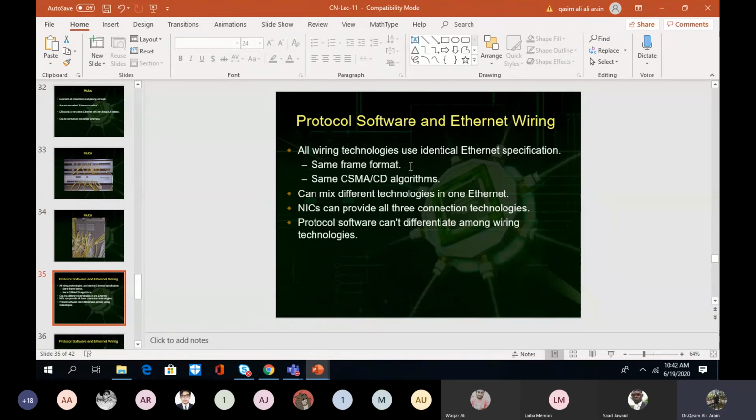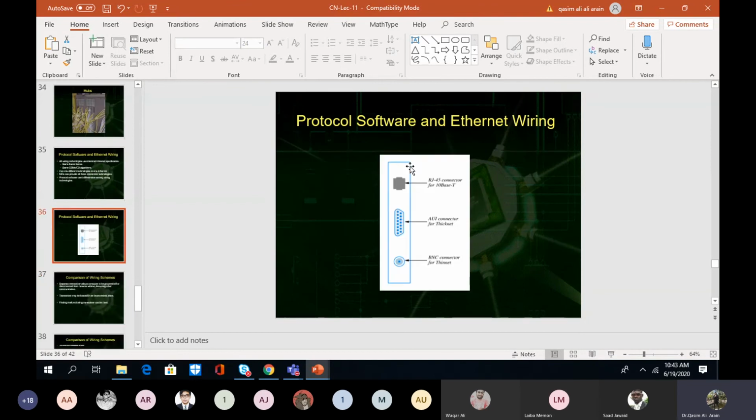Then you have the protocol, software and Ethernet wiring. All wiring technologies use identical Ethernet specifications, same frame format, same CSMA/CD algorithms, and can mix different technologies in one Ethernet. NICs can provide all three connection technologies. Protocol software can't differentiate among wiring technologies. I mean, CSMA/CD, we know that it is always used in Ethernet, and CSMA/CA is used for WLANs. We know that, but both are Ethernet. But CD is used for Ethernet and CA is used for wireless LANs, right? So these are the three connections.